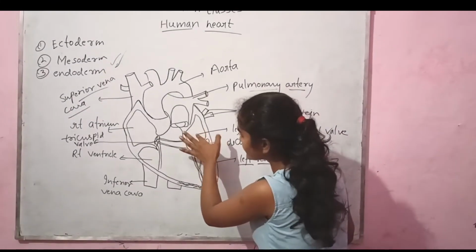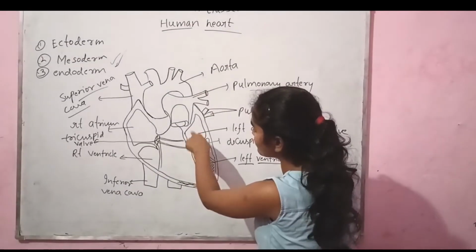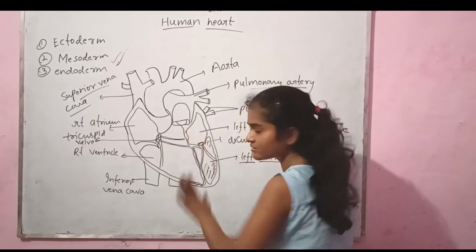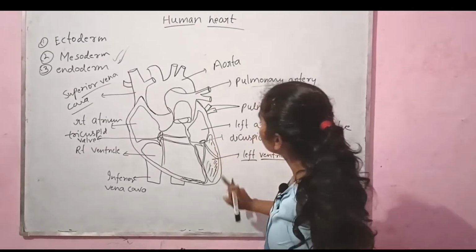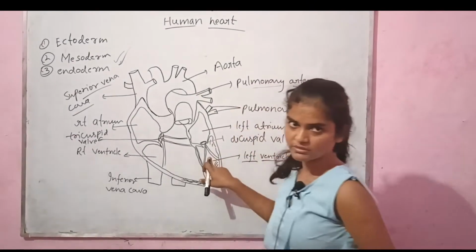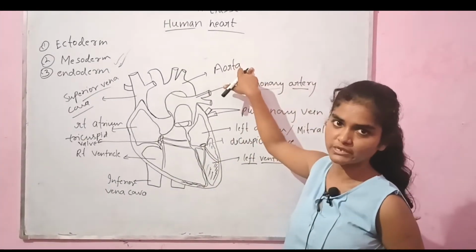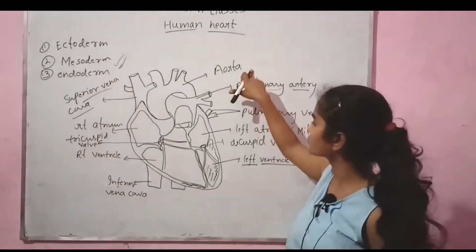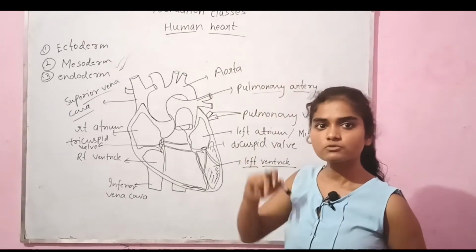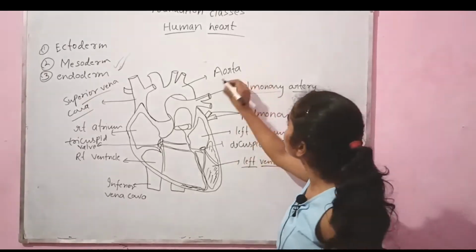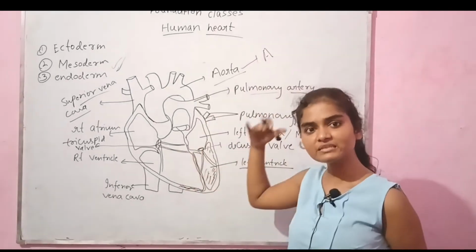When the atria contract, the ventricle is in a relaxed position, and blood comes through the atria into the ventricle. When the atrium relaxes, the ventricle contracts. Now blood comes into the left ventricle and is transferred into the aorta forcefully. Through the aorta, blood goes throughout the body. The aorta branches into arteries, arterioles, and then capillaries.